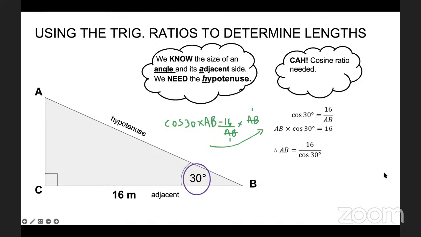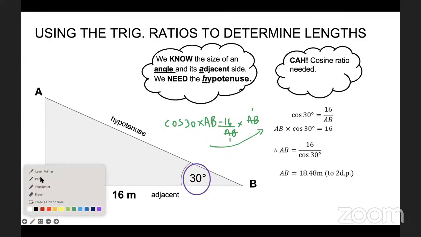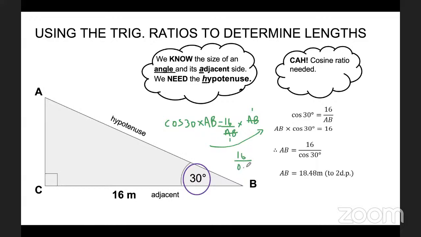So let's do that. So cos 30. What is cos 30, guys? You can try it for yourself to make sure that we're doing the right thing. What is cos 30? 0.866. Great. Now divide 16 by 0.866.